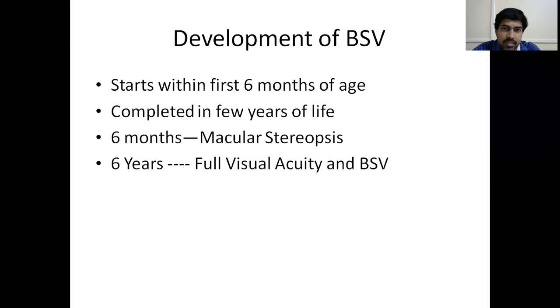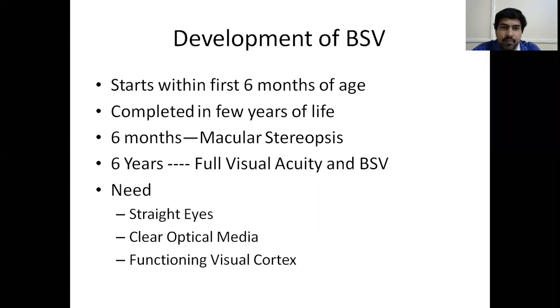By the age of 6 months, the baby doesn't have stereopsis at all, or has very little. By 6 months at minimum, he doesn't have good stereopsis or depth perception. By the age of 6 years, it will be completely there. So what is the need?